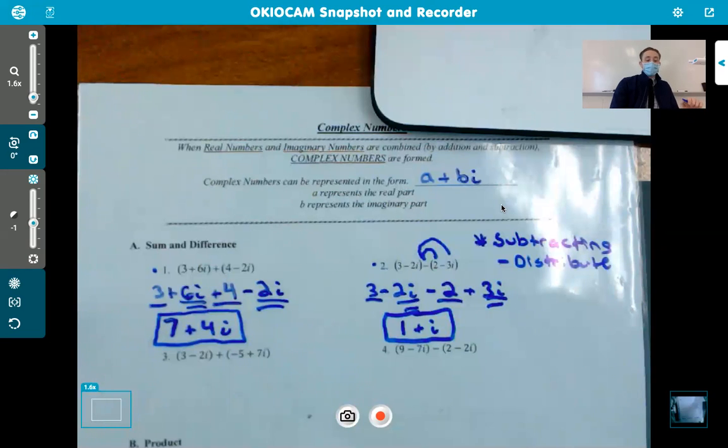Any questions about adding or subtracting complex numbers so far? So when we add, we just drop the parentheses and combine terms. When we subtract, we distribute that negative first, and then we can combine like terms the same way. Everybody good?